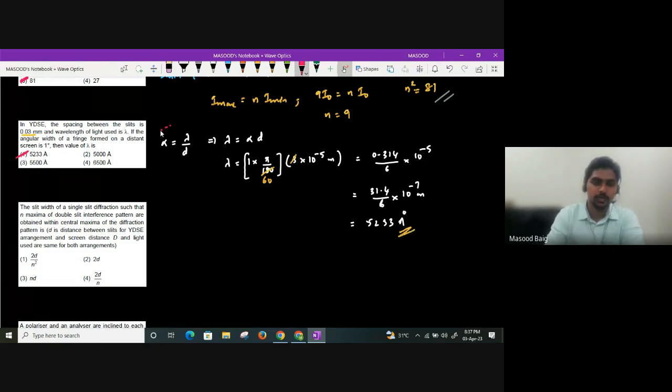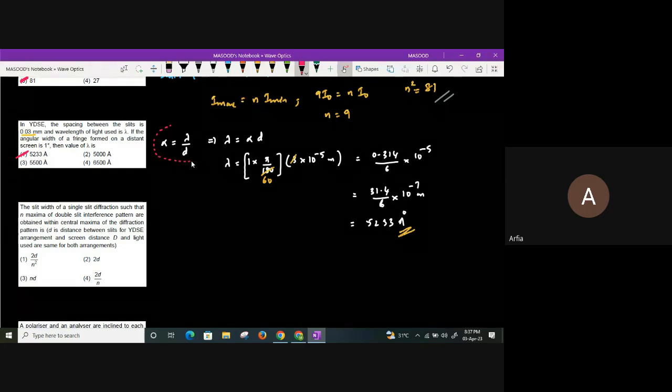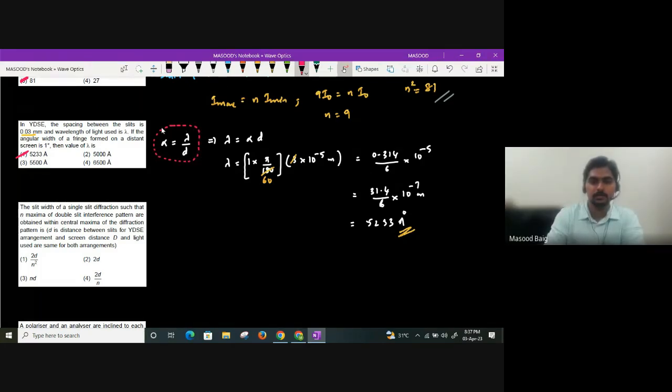We are talking about angular fringe width. Angular fringe width will be given as lambda divided by small d. And always remember, the angular fringe width should be taken in radian. What is the relation again? 180 degrees is equal to pi radian, so 1 degree can be written as pi by 180 radian. Clear? I hope it is clear.